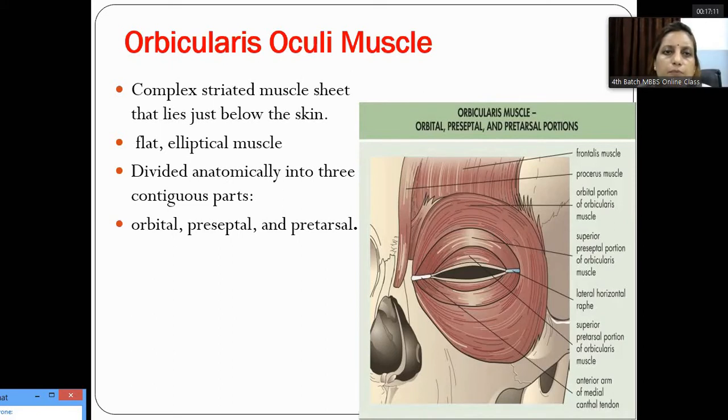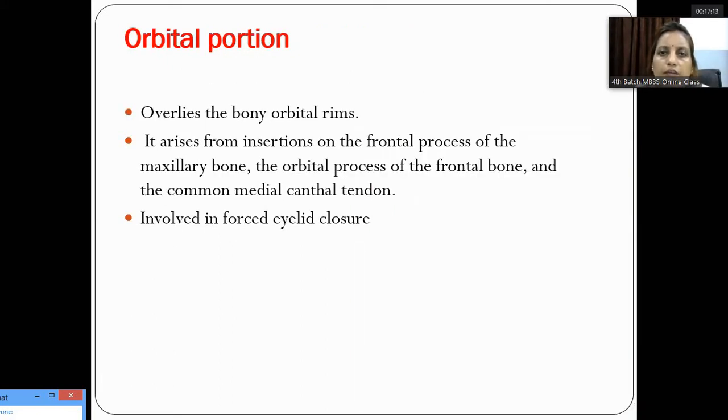So the orbital portion overlies the bony orbital rim. That is why it is called the orbital portion of orbicularis oculi. It arises from the insertions of the frontal process of the maxillary bone, the orbital portion of the frontal bone, and the common medial canthal tendon. So it is involved in forceful eyelid closure. So orbicularis oculi helps to close the eye, and the muscle which helps to open the eye is LPS.